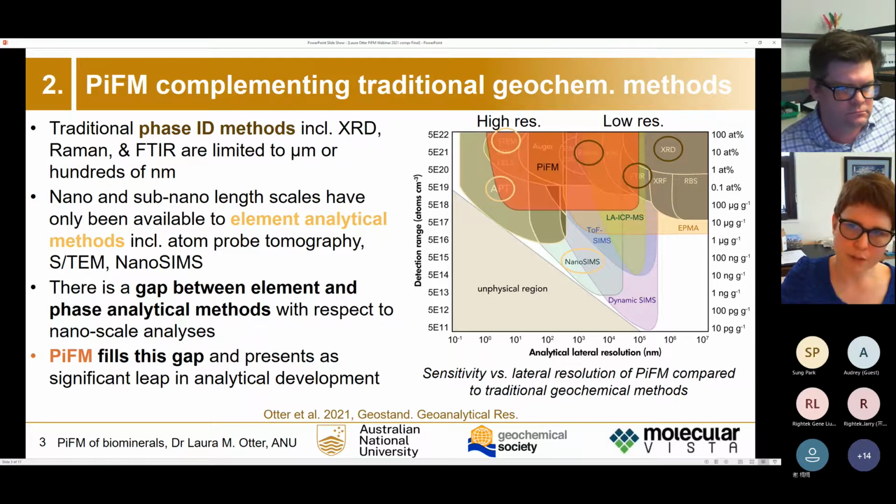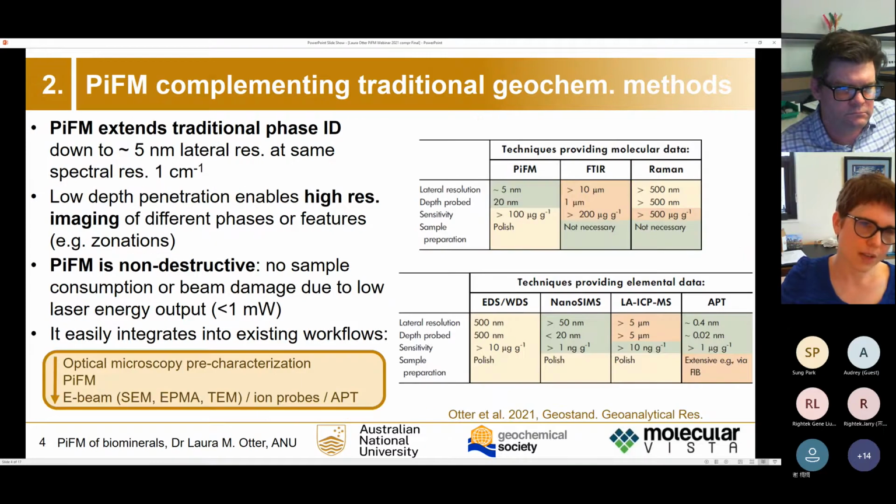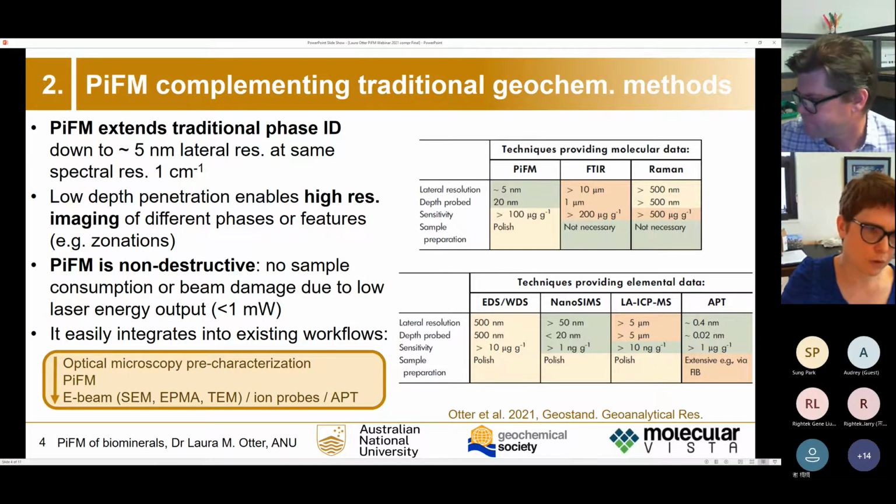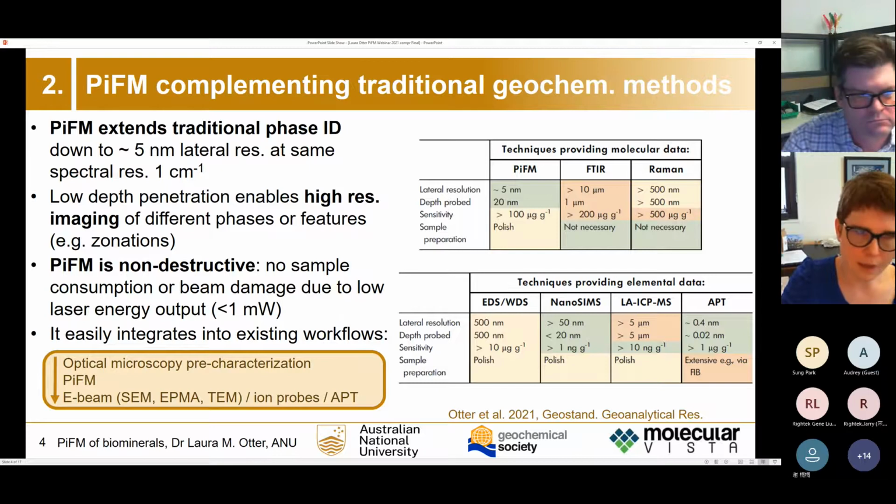And now PFM is a method that can sort of fill this gap and can carry the phase ID techniques down into the high-resolution area. So it sort of extends traditional phase ID, and we can do everything that we did beforehand in traditional phase ID, but just at much better resolutions, lateral resolutions of about 5 nanometers, and still at the same spectral resolution of about 1 wave number.